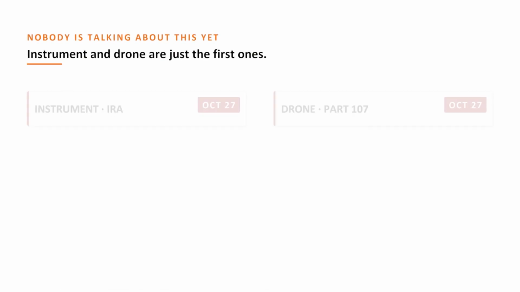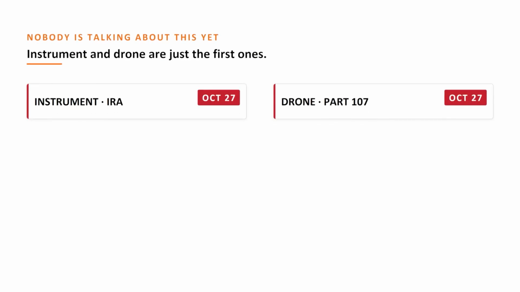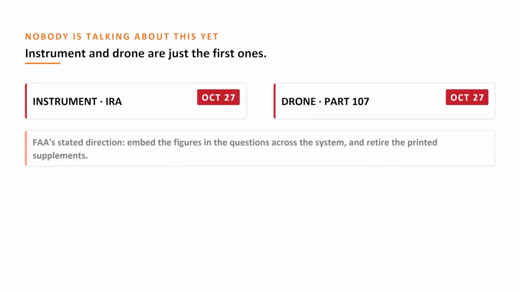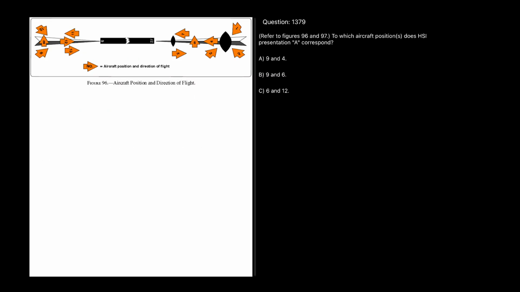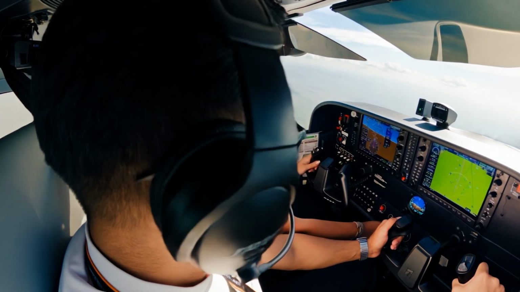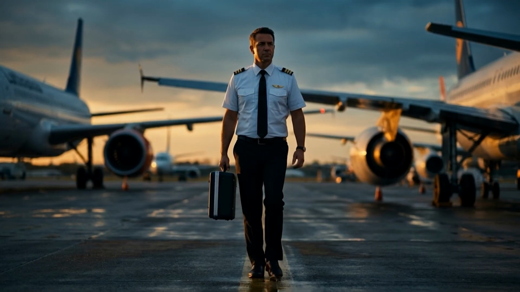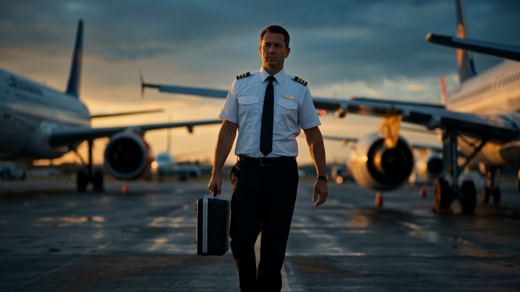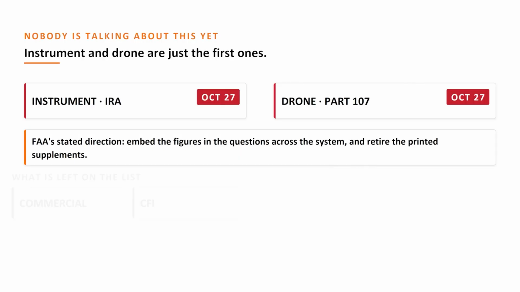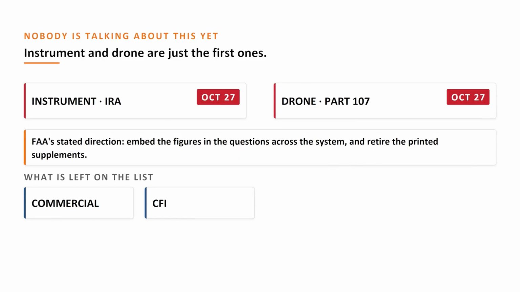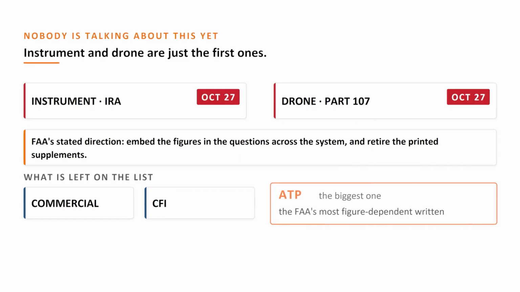That's going to be good enough for you to have time to study. Now, here's a part nobody's talking about yet. The instrument and the drone test are the first two. They're not the last two. The FAA stated direction is to embed figures directly into questions and move away from the printed supplements across the entire board, not just the instrument, the whole system. Instrument and drones are the first pilot programs because they're the heavy, sharp ones, and there's a lot of high volume. So look at what's left on the list: commercial, CFI, and the biggest one, the ATP written test.